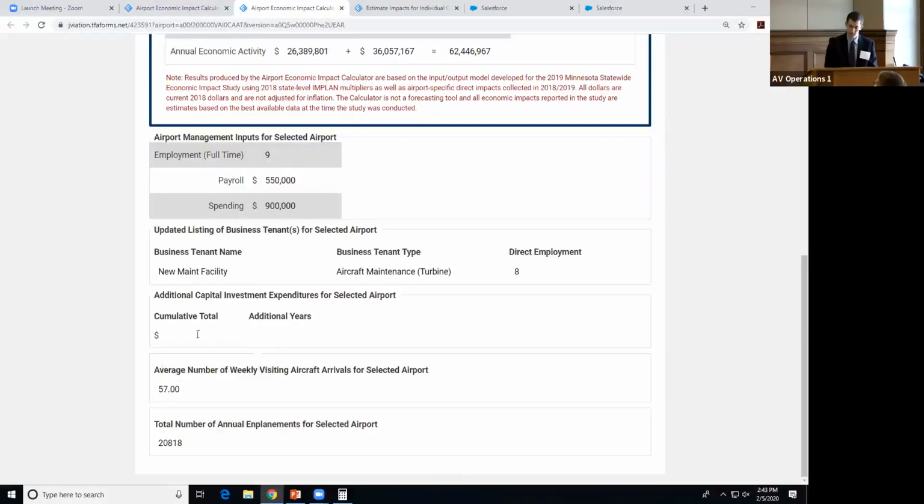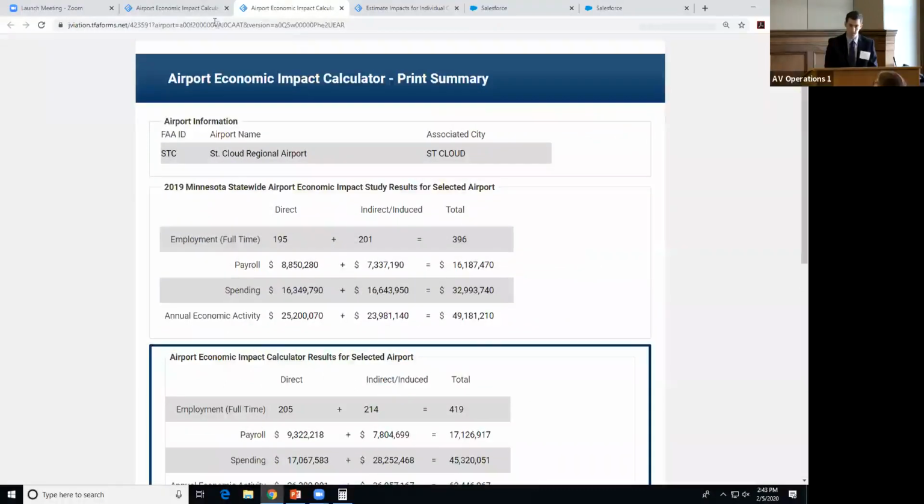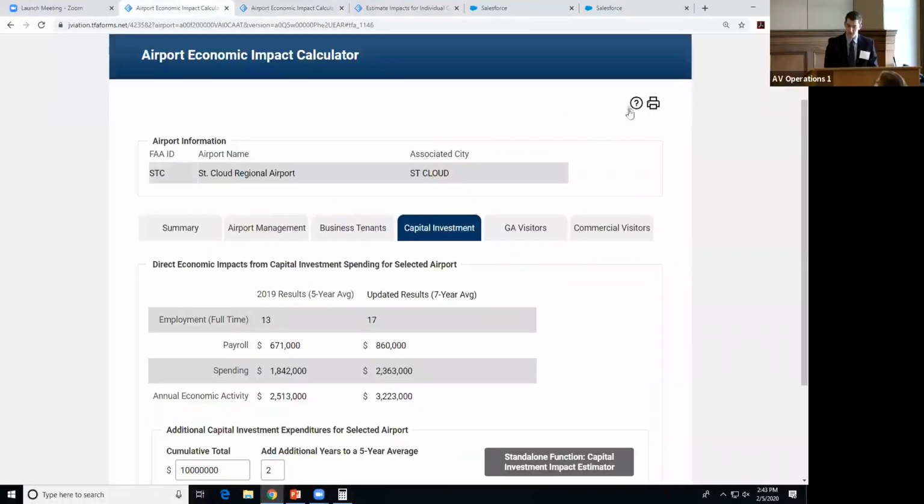It looks like we didn't save. That's why it's important to always hit save. We didn't save the capital investment tweaks we've made. And then there's two other things we didn't get to, the general aviation visitor expenditures and enplanements or commercial visitors. So I just wanted to highlight that.